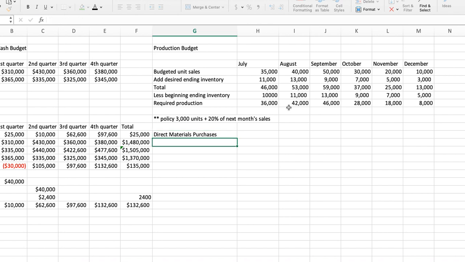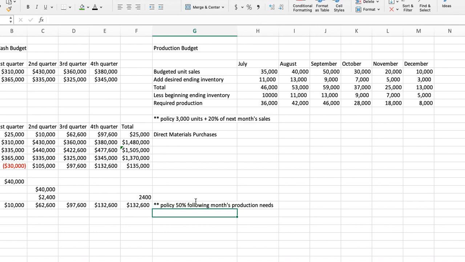But then we have direct materials purchases, because not only do we have to produce that, we have an inventory for direct materials. And so it tells us that we want our raw materials to be, and this is our policy down here, policy for raw materials. We want our policy for raw materials to be 1/2 of the following month's production needs. And then we have to know how much we need for each unit. So that's the other information that you need.